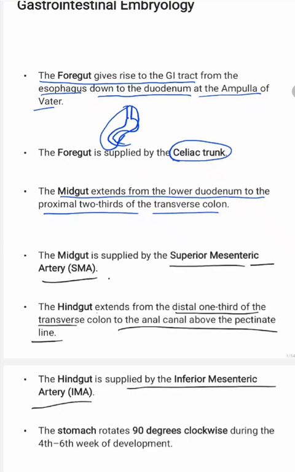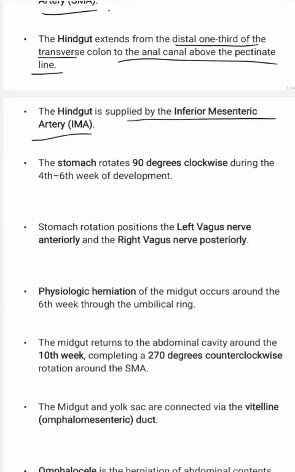Okay, so now we can summarize this. Foregut: esophagus up to the ampulla of Vater opening in the duodenal part. Foregut is supplied by celiac trunk. Then midgut: the last part of the duodenum to the proximal 2/3 of the transverse colon. It is supplied by superior mesenteric artery. Then hindgut: the rest of the GIT up to the anal canal above the pectinate line develops from the hindgut, and it is supplied by inferior mesenteric artery.